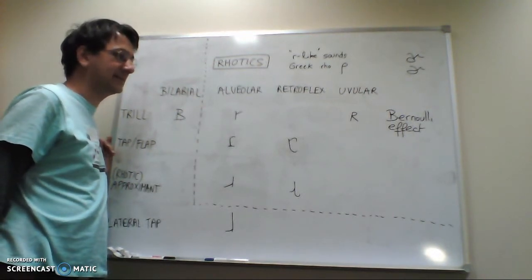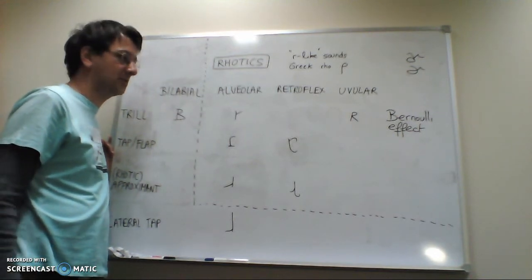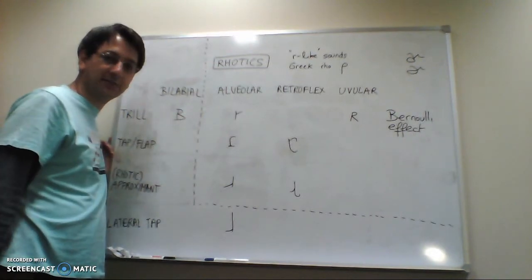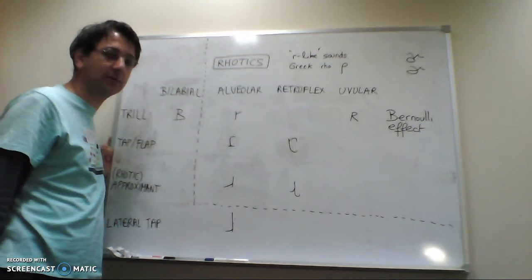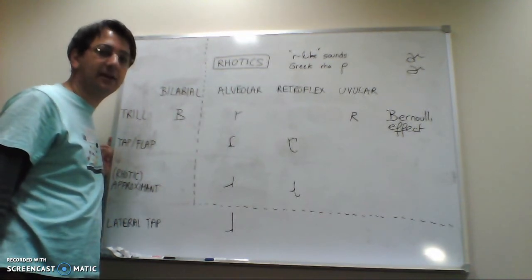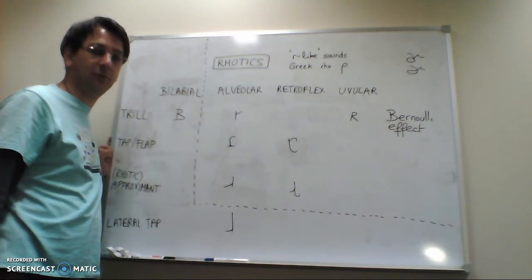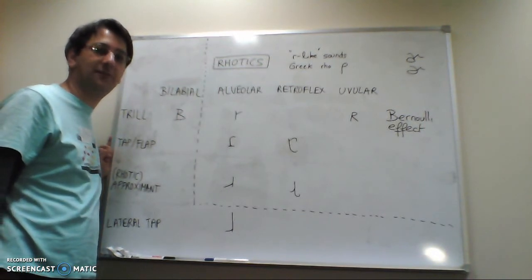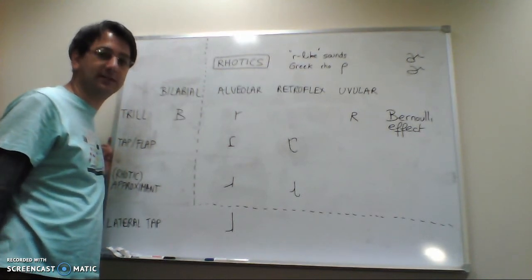But still, what do they have in common? Because we see that they can be produced in different places of articulation, different manners of articulation. Well, what rhotics have in common is they are all produced with a retraction of the tongue root to produce a secondary constriction in the pharynx. And that's what gives them their special resonance.